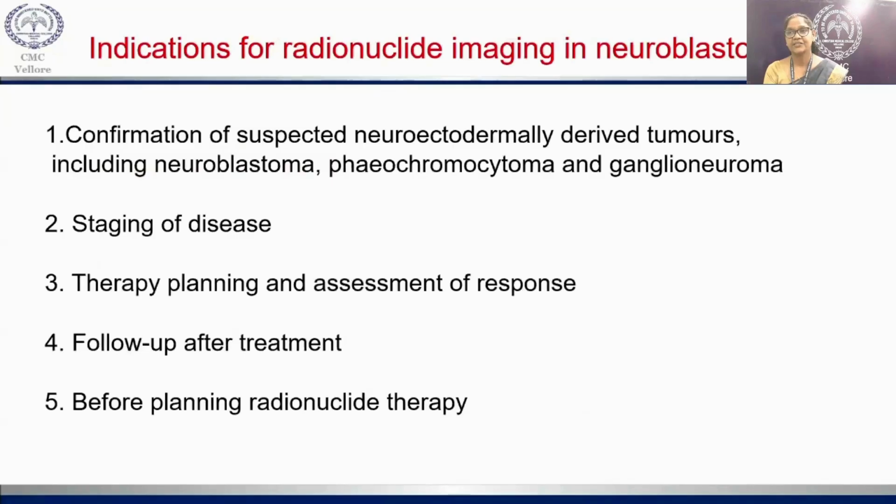So what are the indications for radionuclide imaging in neuroblastoma? First is to confirm any suspected neuroectodermally derived tumors, which includes neuroblastoma, pheochromocytoma, and ganglioneuroma. And also for staging of disease, therapy planning and assessment of response, follow-up after treatment, and before planning radionuclide therapy.